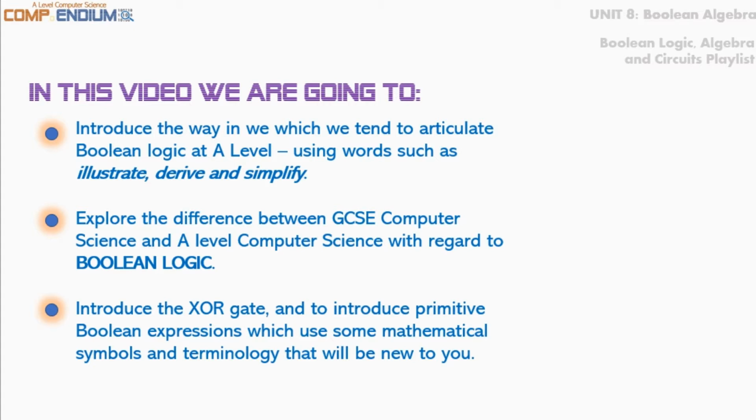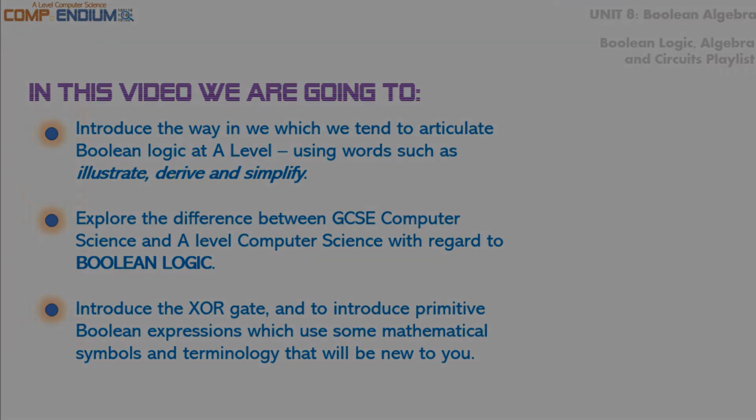So in this video we're going to introduce the way in which we tend to articulate Boolean logic at A level using words such as to illustrate, derive and simplify. We're going to explore the difference between the GCSE Computer Science and the A-level Computer Science spec with regard specifically to Boolean logic, and we're going to introduce the XOR gate or exclusive OR gate, and to introduce some primitive Boolean expressions which use some mathematical symbols and terminology that will be new to you.